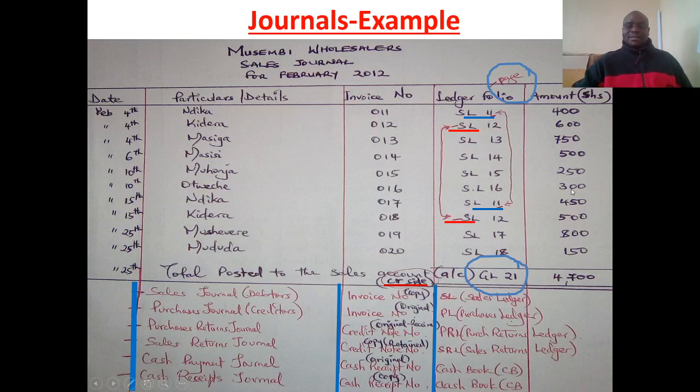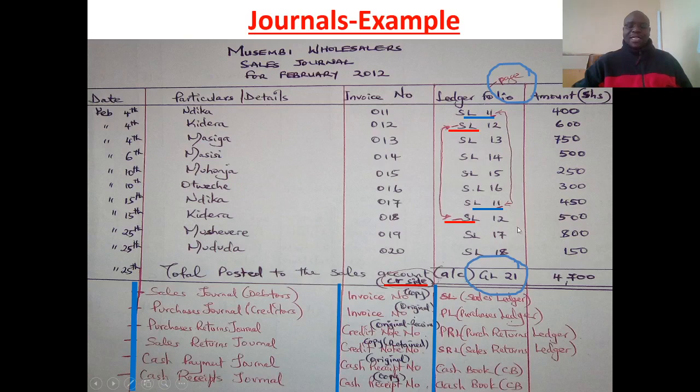And the amounts involved were 450 and 500 respectively. On 25th, Musembi Wholesalers had new buyers, or those who bought goods on credit, or debtors, Moshevere and Moduda. And he used invoice number 19 and 20 to sell to them on credit.